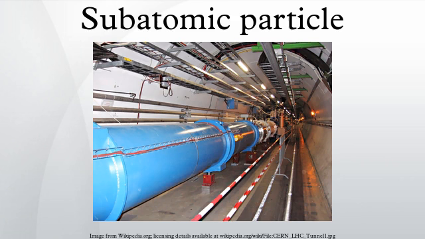In the physical sciences, subatomic particles are particles smaller than atoms. There are two types of subatomic particles: elementary particles, which according to current theories are not made of other particles, and composite particles. Particle physics and nuclear physics study these particles and how they interact.